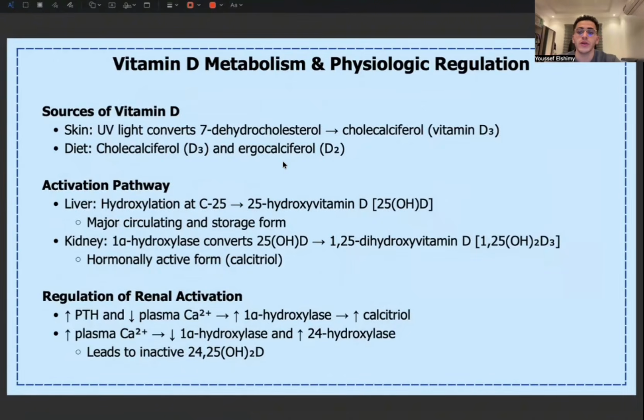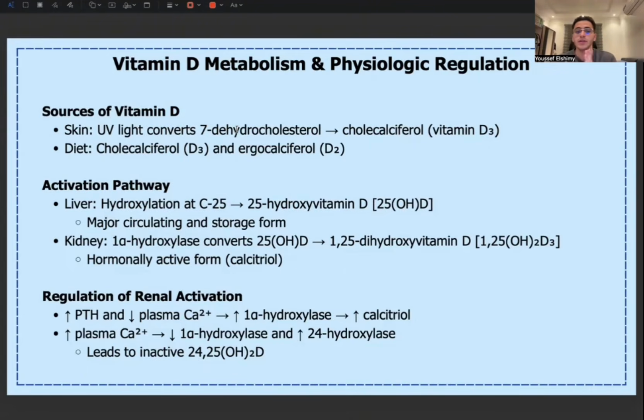Moving on to another molecule that plays a role in bone physiology and regulating calcium levels. So we have vitamin D. Okay, so what are the sources of vitamin D? We can have it in our skin, or we could have it from our diet. UV light converts the vitamin D precursor found in our skin, which is 7-dehydrocholesterol, and converts it to cholecalciferol, which is vitamin D3.